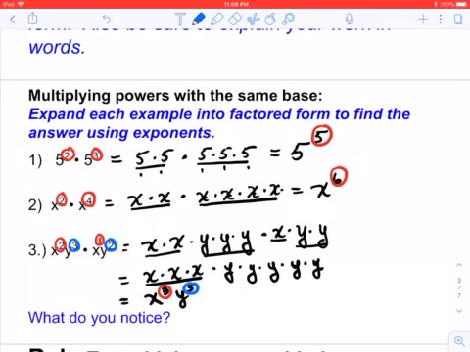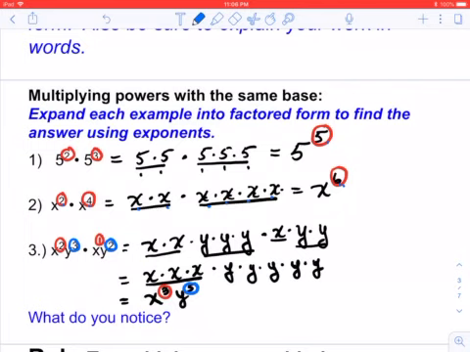Hopefully you noticed that on the first one, your exponents are 2 and 3, and you end up with 5. Well, 2 plus 3 makes 5. And sure enough, we had 2 factors of 5, then 3 factors of 5, which made a total of 5 factors of 5. On the second one, we had x to the 2nd and x to the 4th. So 2 plus 4 makes 6, x to the 6th, because we ended up with 6 factors of x.